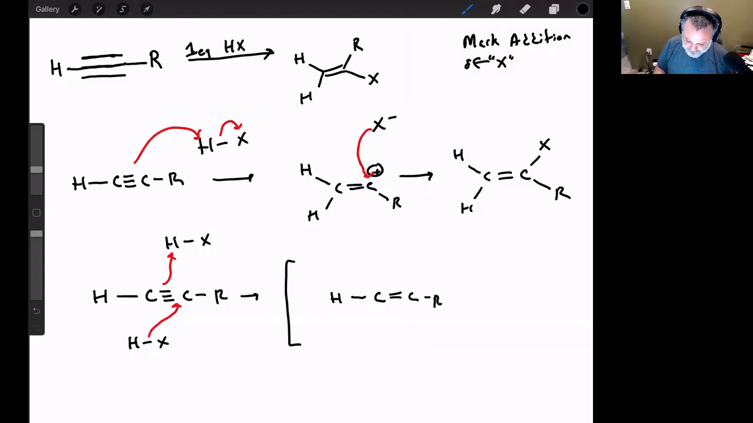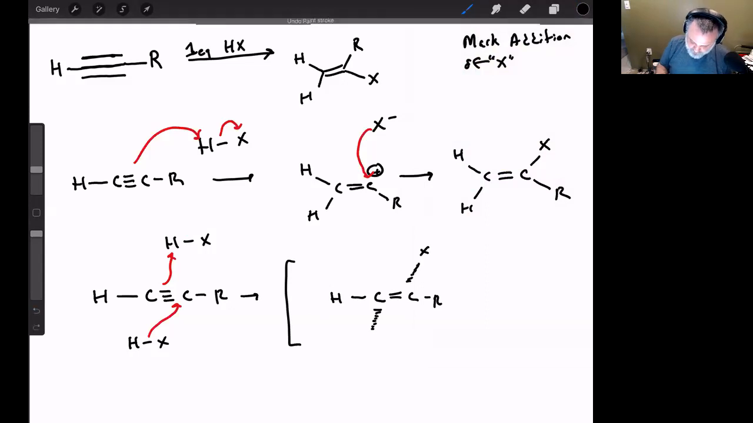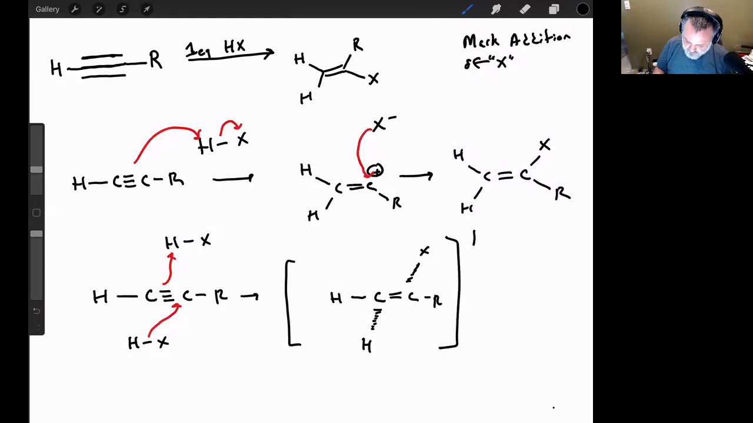Where you have this sort of partial bond being made to X, and a partial bond to H. And there's some cationic character here, and of course that means the cationic character is going to be more stable at that more substituted location. So if we think about it, this is a good explanation for the product.